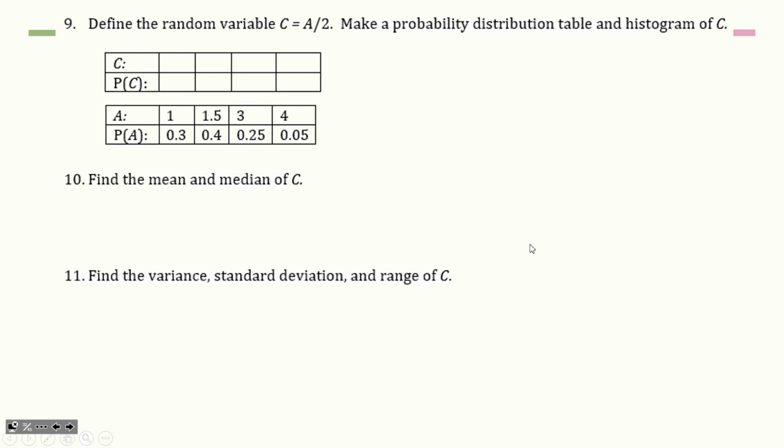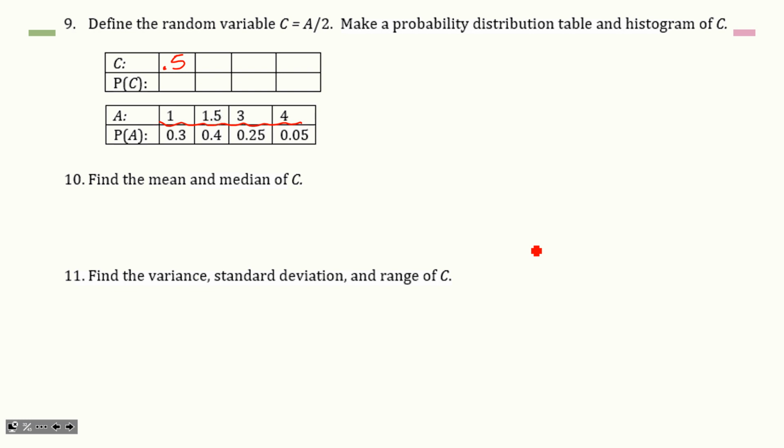We're defining a new random variable C to be A divided by 2. Before we talked about adding and subtracting. Now we're going to look at what happens if I take my values for my random variable and divide them by 2. So make a probability distribution table. Here's A, the original values of the random variable A. Now I need to take each of them and divide by 2, and that's going to give me C. Well, what's 1 divided by 2? You can use fractions, you can use decimals, it doesn't matter, it's up to you.